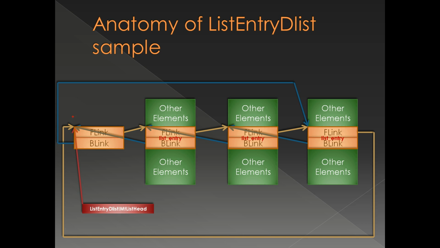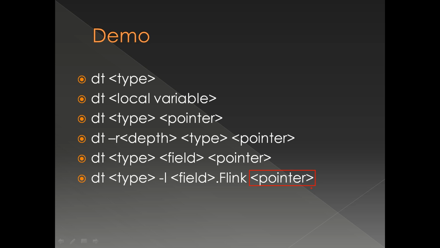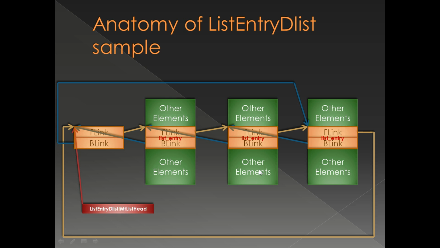this is how it looks. This is the head node where my list head is pointing to. The F-link of that is pointing to the second node, which is of type MyTestList. Now this pointer of DT, which we are passing as input to the DT, is expected to be a pointer right here, not here or here. It is to be here.